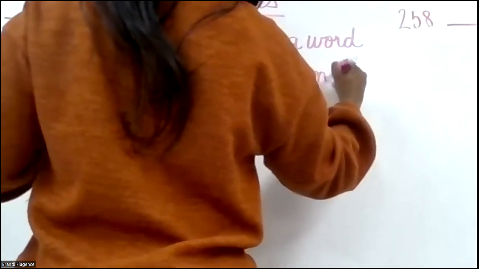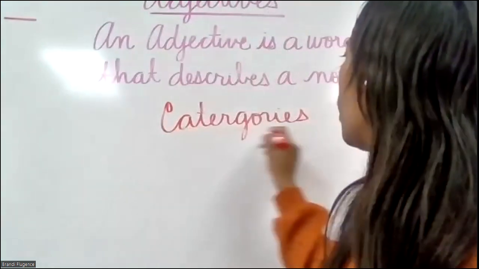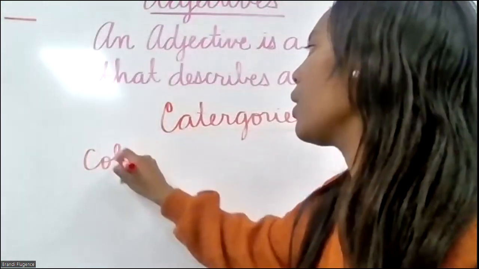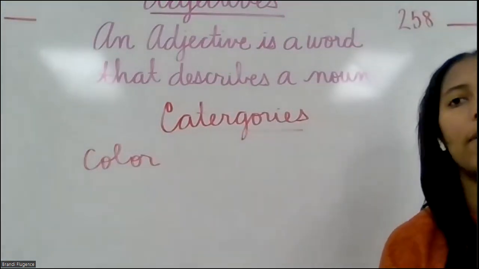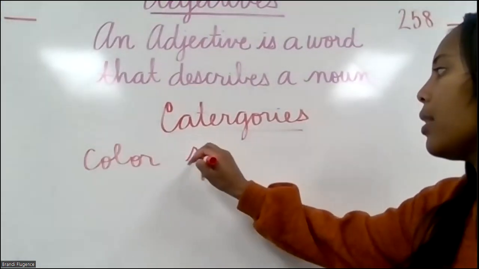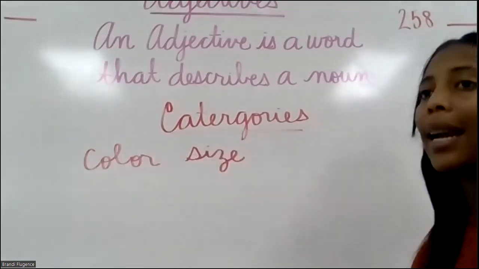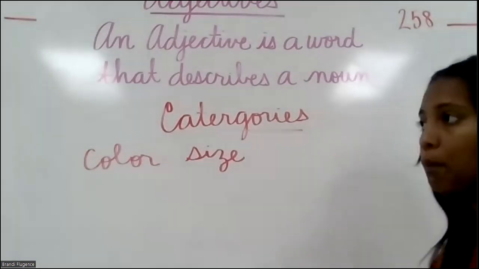Okay, so an adjective is a word that describes a noun. Here are the categories of words. What I mean by that is these are the different things that an adjective will tell you. So we have color. If you're giving the color, it's an adjective: red, blue, pink, orange, purple, whatever color. Size: big, small, tiny. Anytime you give the size, it's an adjective, okay?